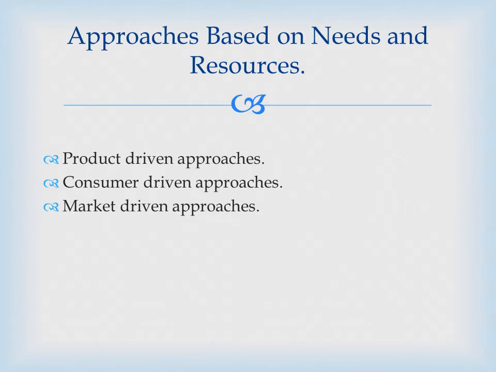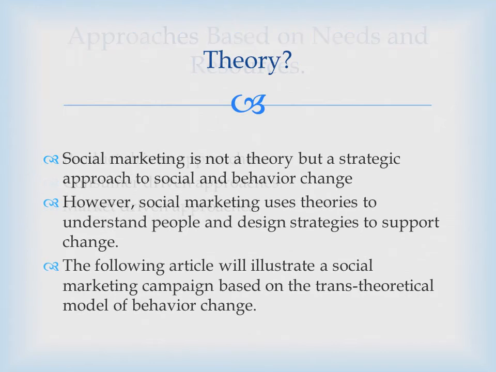There are 3 approaches based on needs and resources. These are product-driven approaches, consumer-driven approaches, and market-driven approaches. Is social marketing a theory? Social marketing is not a theory, but a strategic approach to social and behavior change. However, social marketing uses theories to understand people and design strategies to support change. The following article will illustrate a social marketing campaign based on the trans-theoretical model of behavior change.